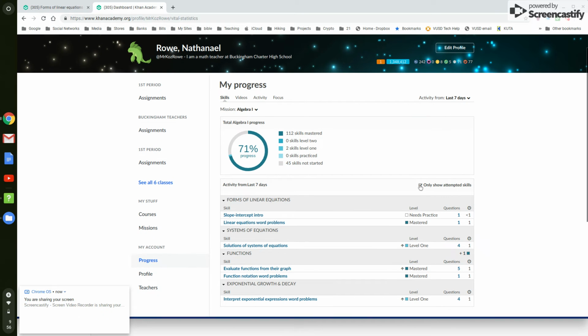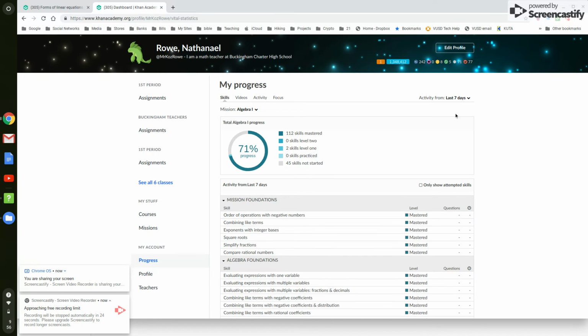And right now I have this selected to only show attempted skills, which will probably make sense. It'll make it load faster. But I could unclick this, and it'll show me all the skills. And then look, this is only showing me from the last 7 days. So if I wanted to, I could go last 30. I could go all time. I'm going to keep it at last 7, because if I go to all time, it just takes a while to load. So there's no point doing that right now.